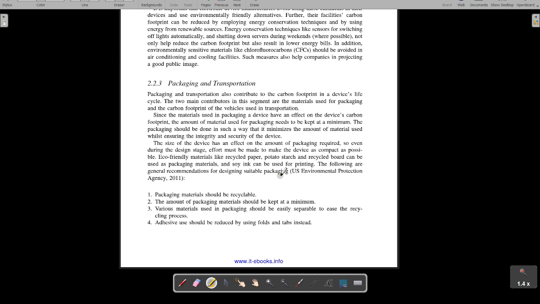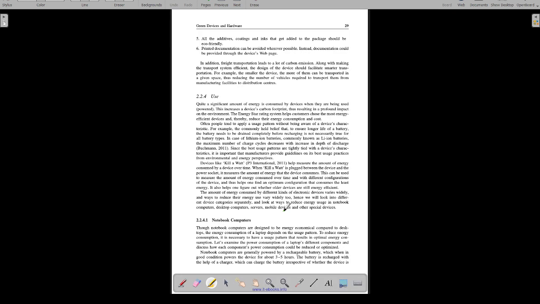The following general recommendations for designing suitable packaging are required. Some of them are listed here. Packaging material should be recycled. So that is the main thing. And then the amount of packaging material should be kept at minimum. The material used in packaging should be easily separable to ease the recycling process. Adhesive should be reduced by using folds and tabs instead. So because of these things, we can make the packaging green.